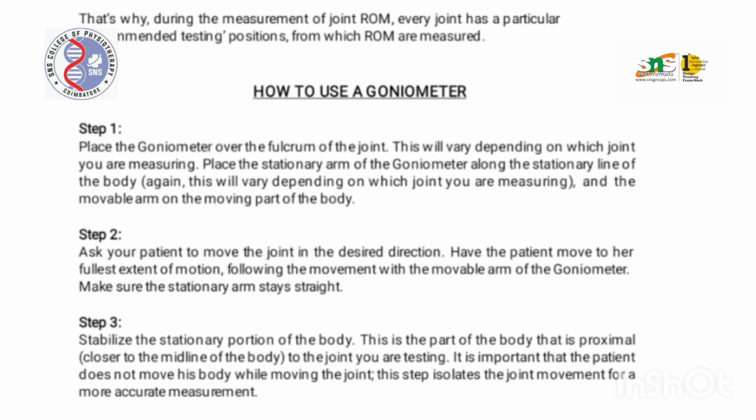Step 1 is to place the goniometer over the fulcrum of the joint. It will depend upon the joint you are measuring. Place the stationary arm of the goniometer along the stationary line of the body. Then align the movable arm with the moving part of the body.